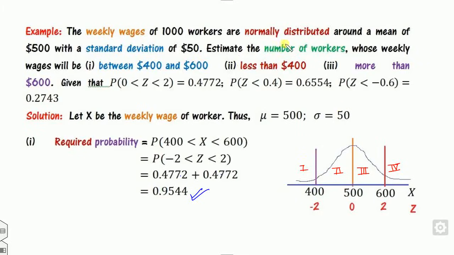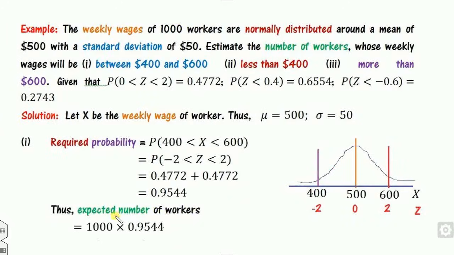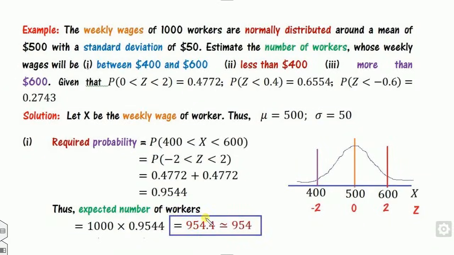But what you want to find is the estimated number of workers. How many workers are there? Thousands. So what is the total expected number of workers? 1000 multiplied by this. Since this is a number of workers, it can't be a decimal, so you round off to 954. So it means 954 workers have a salary between $400 and $600.